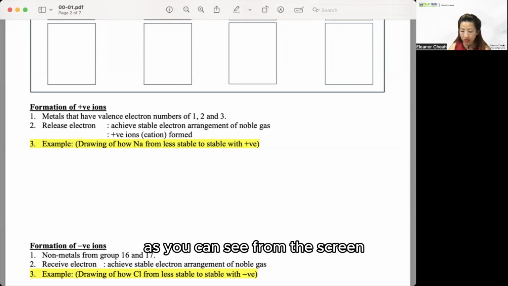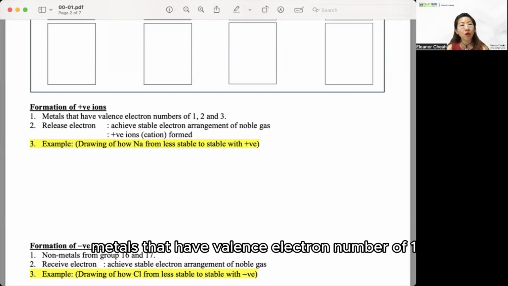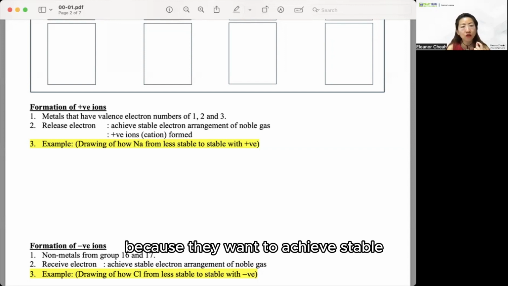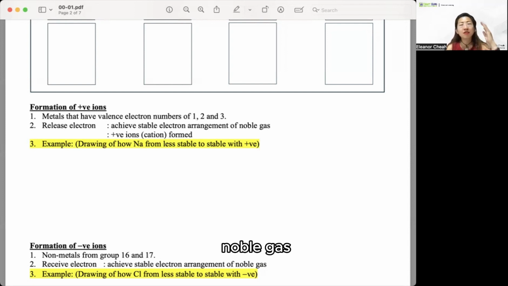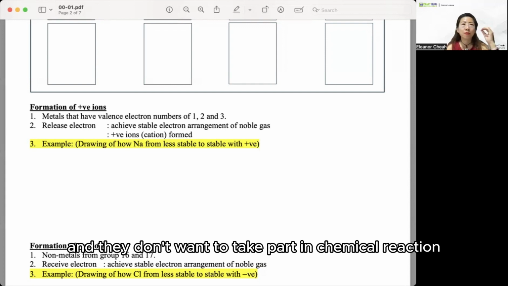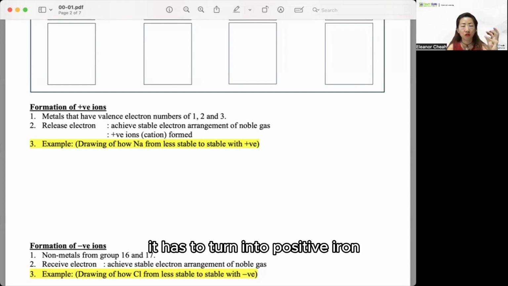As you can see from the screen, for the formation of positive ions, metals that have valence electron numbers of 1, 2, and 3 form positive ions. Why do they form positive ions? Because they want to achieve the stable electron arrangement of a noble gas. Noble gases have achieved stability, and they don't want to take part in chemical reactions. But metals haven't achieved stability like noble gases, so they have to turn into positive ions.